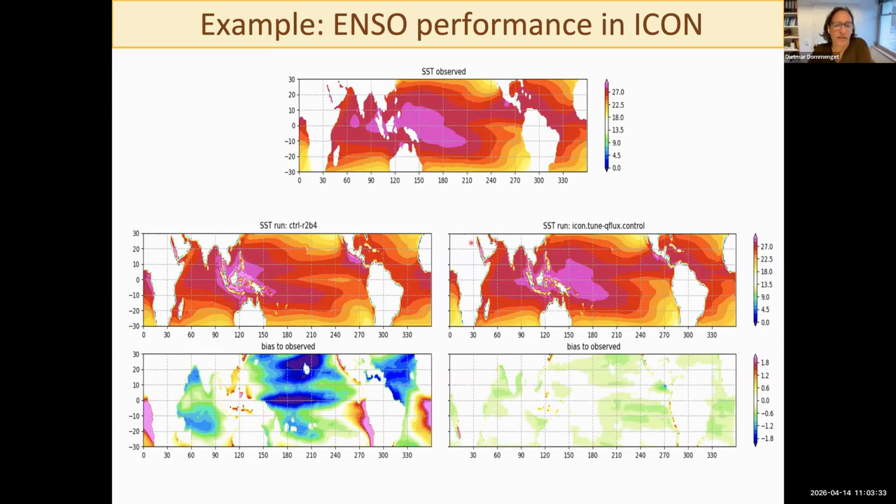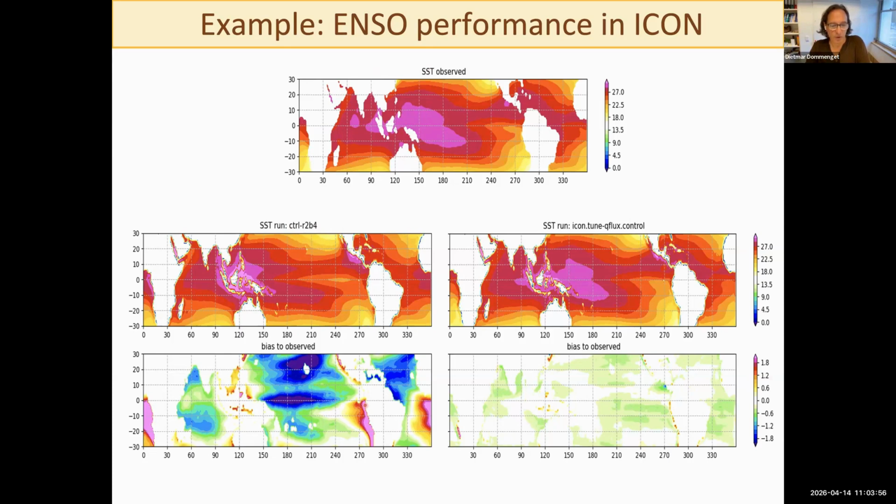To show you what this model looks like, the upper plot is the mean sea surface temperature observed. The left is the model that I started with. So that is the model without flux corrections, and that is the control run that I'm working with. And you can see the SST has a very strong cold tongue bias. So here's the bias map. It's way too cold along the equator. It's too cold in the North Pacific.